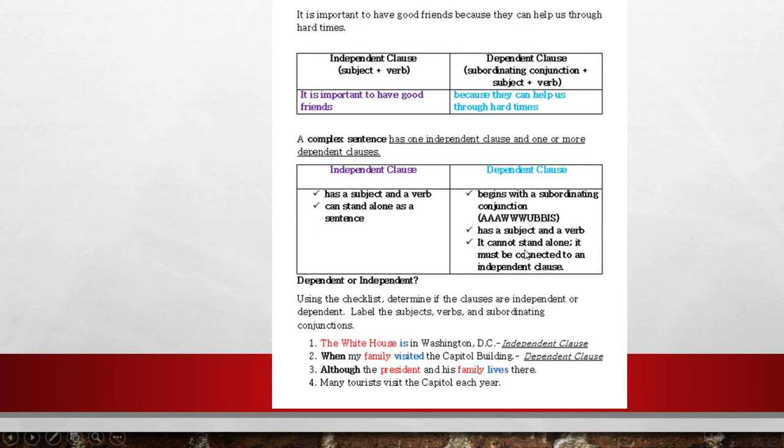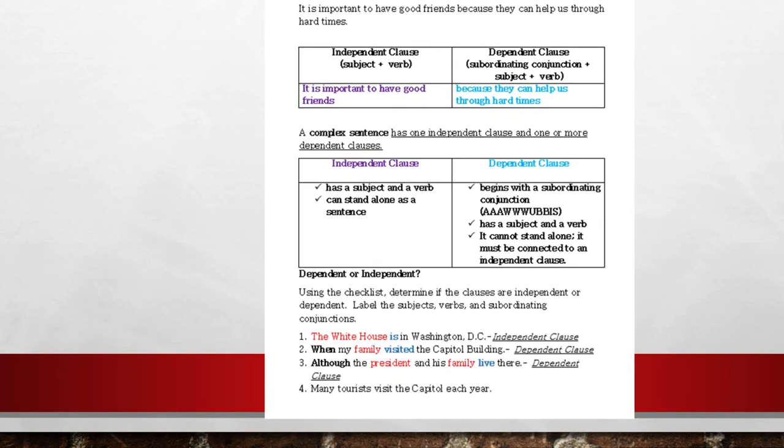So remember, a dependent clause, it cannot stand alone. It must be connected to an independent clause. Although the president and his family lives there. So that cannot stand alone. That is not a complete sentence. So it must be connected to an independent clause to be a complete sentence. So therefore, it is a dependent clause.